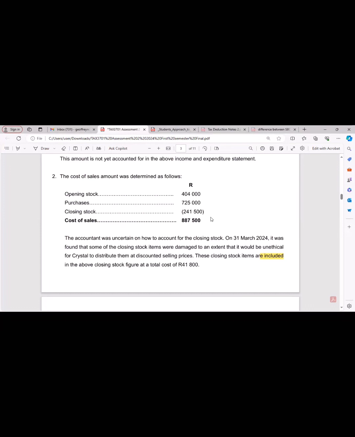Closing stock. But now they're saying within your stock that you have in hand, there is some stock that is no longer sellable. So what they're simply saying to you is that you subtract that stock, because it's damaged. Subtract it from your closing stock and account for it as an expense, because you cannot sell it anymore. So it becomes an expense, so you can deduct it. SARS allows you to deduct that. Are we together there? Yes, sir.